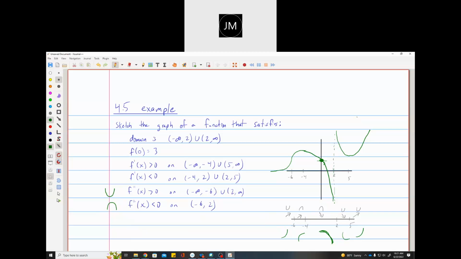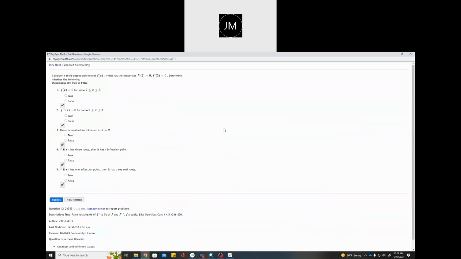All right, and then I think we said, did you say 4.5, number 16? Yes. All right, consider a third degree polynomial f of x which has the properties f prime of 2 is 0 and f prime of 3 is 0.